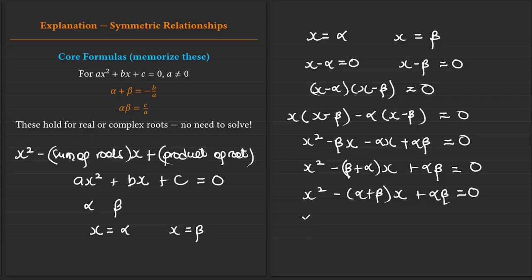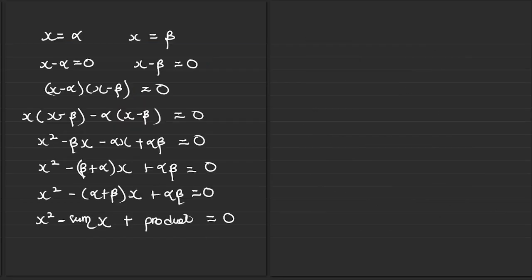That is to say, x squared minus the sum of the roots times x, plus the product of the roots, is equal to 0. Do you see this? If you have to compare this to the general equation, that is ax squared plus bx plus c is equal to 0.